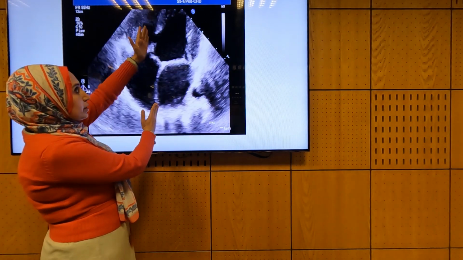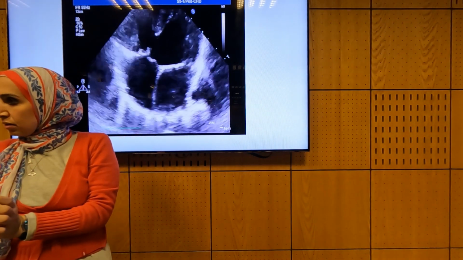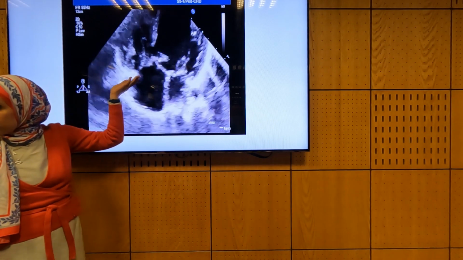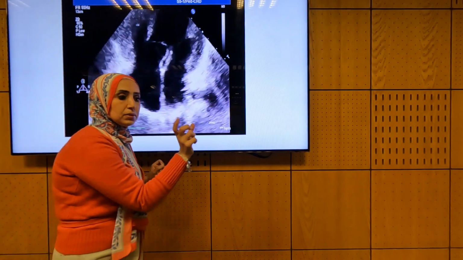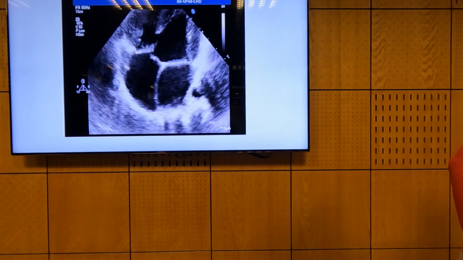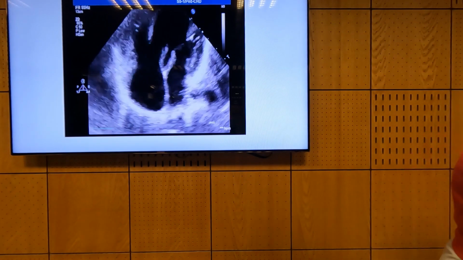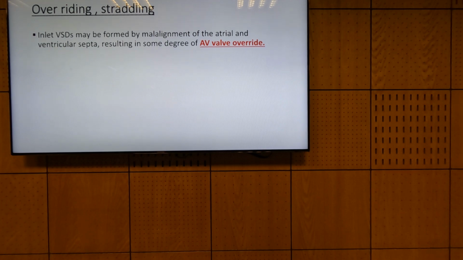Because of malalignment of the intra-atrial septum and intraventricular septum, this produces a shifting, an overriding of one of the annulus. It could be the mitral, it could be the tricuspid. So overriding means that the annulus just shifted from its position due to the malalignment. Overriding by itself is not a problem. It's just a sequence of this inlet VSD. It produces some degree of overriding, and we can look it over. It's not really a problem.